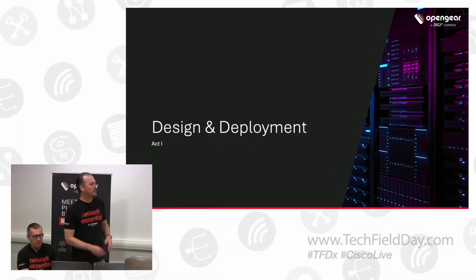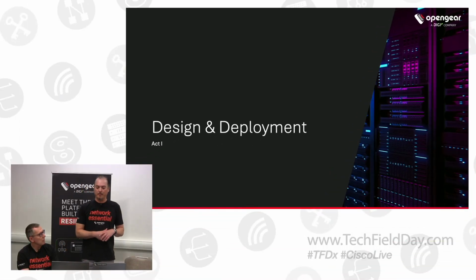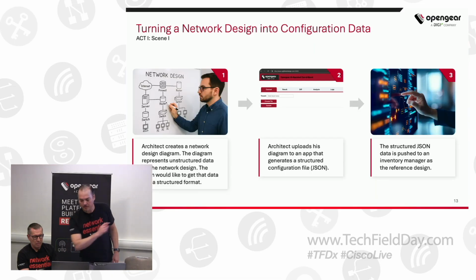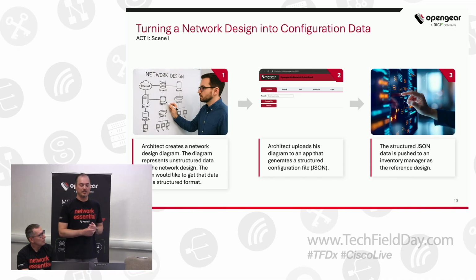The first scenario we're going to go through is design and deployment. Flipping to this slide, this first scene is turning a network design into configuration data. Basically, you need a network architect, or someone with some experience, to create a design artifact, which in our case is typically a network diagram. We typically have our reference design, like we showed.